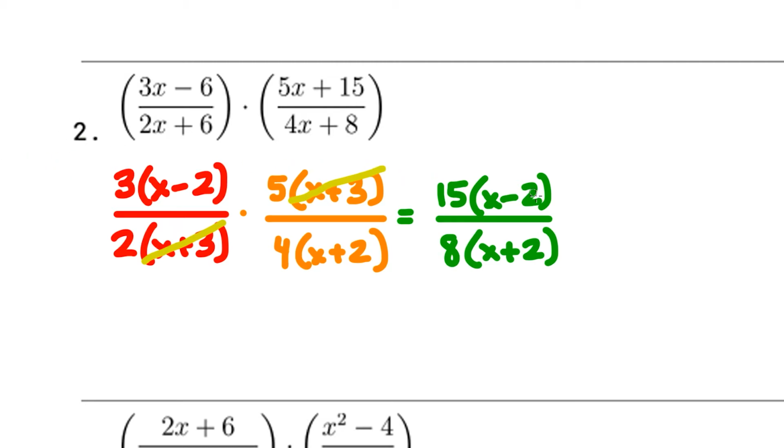And if you wanted to, you can distribute that. I'm not really going to worry about that so much for this, but if you wanted to, you can distribute it. It's not too complicated. Just distribute the 15 and distribute the 8. But again, I'm not going to worry about that.